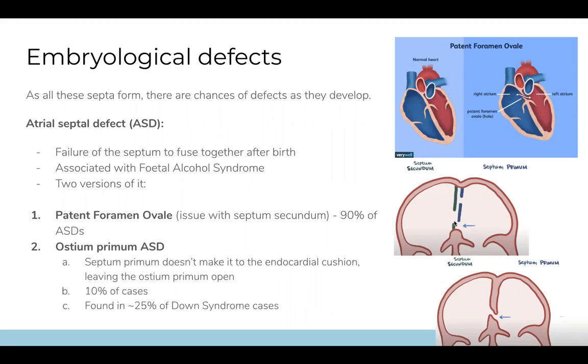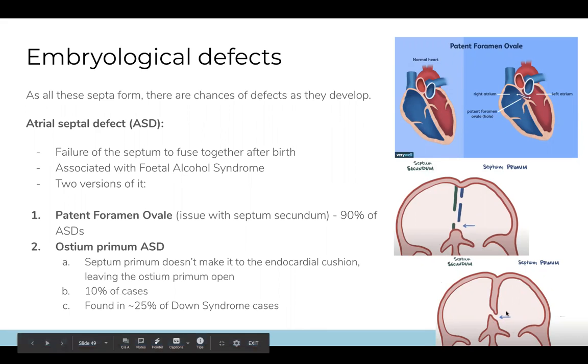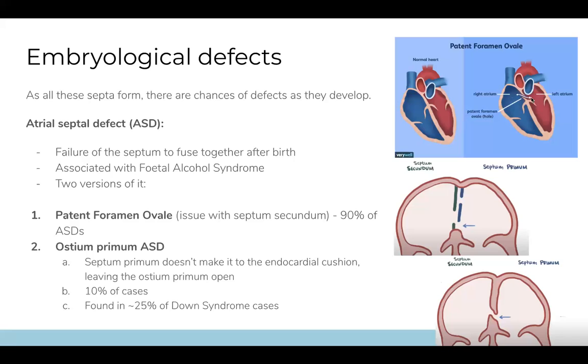Sometimes you can have the septum secundum and septum primum not fuse together essentially. The foramen ovale doesn't actually close up. You still have a hole there, right? So blood as an adult can still flow from right to left, which is not great. You'll get some oxygenated and deoxygenated blood mixing, and vice versa. And then you have ostium primum ASD. Oh, that's the one I'm talking about. Okay, so patent foramen ovale is just this one, and that's an issue with the septum secundum. It doesn't close properly.